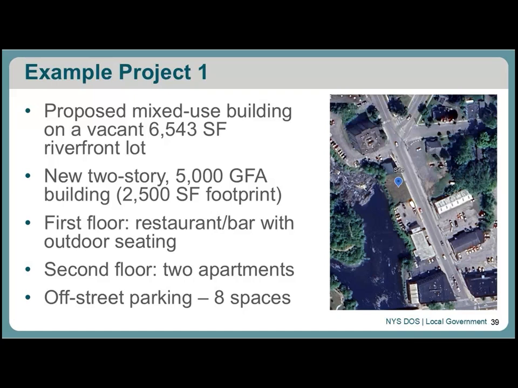So that's probably the scenario in most communities, that somebody coming into a scenario like this would have that in mind. But in this particular case, they're looking to build a 2-story, 5,000 square foot gross floor area building. So the footprint of the building will be 2,500 square feet. And the first floor would hold a restaurant/bar with outdoor seating because, of course, it's on the river, so that would be a feature to draw people in. On the second floor would be 2 small apartments.